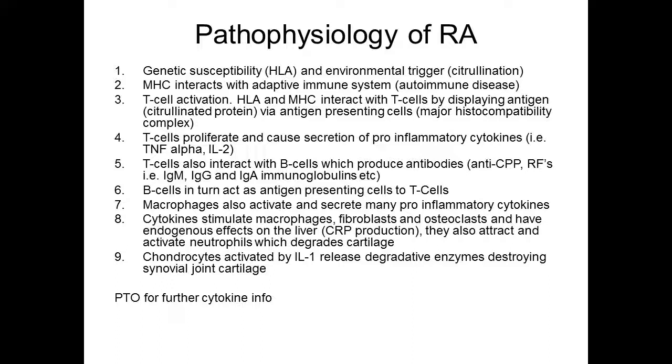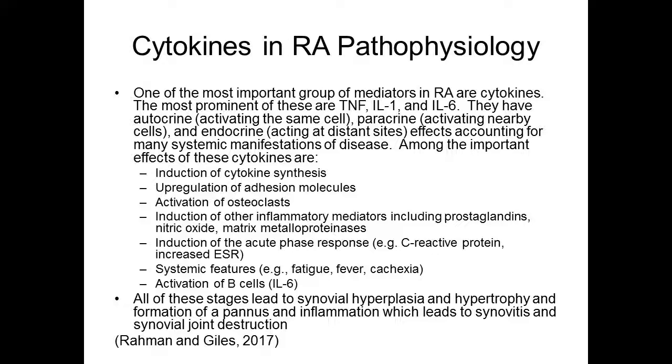So, starting to demystify why we see a lot of the presentations in rheumatoid arthritis and how it affects the joints. If we look at cytokines, which are a major player in driving the pathophysiology of rheumatoid arthritis, one of the most important groups of mediators are cytokines. The most prominent of these include TNF-alpha, IL-1 and IL-6.